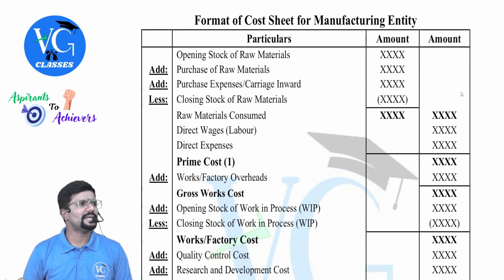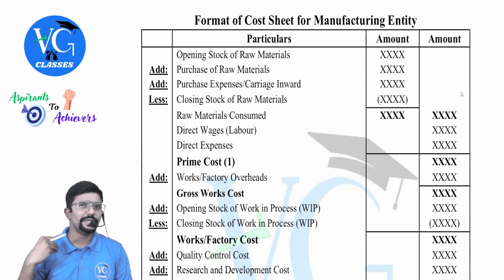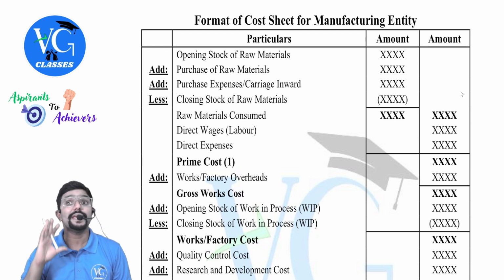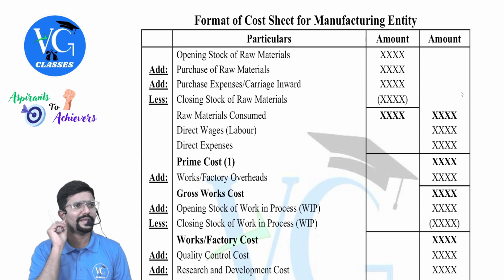We'll quickly go through. Already done. Done and dusted. Because this chapter also I'm trying to connect to the cost sheet with minor differences. Only minor differences.